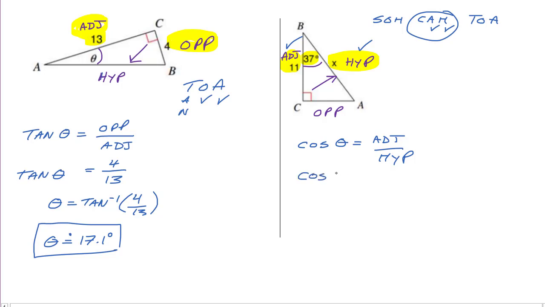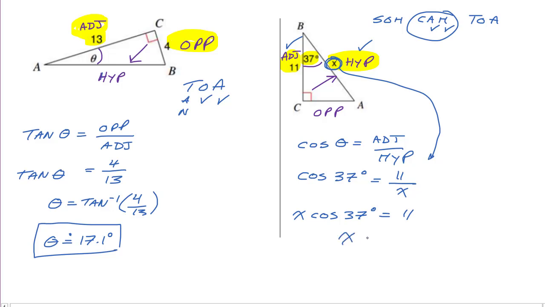Let's substitute in what we know. The angle is 37 degrees. We know the adjacent is 11. We don't know what the hypotenuse is, so instead of writing hypotenuse, I'm just going to use x because that's what they used in the diagram. Now let's multiply both sides by x, which moves the x to the top. Then we divide both sides by cos of 37. You could have done that all in one step instead of two like I'm doing.